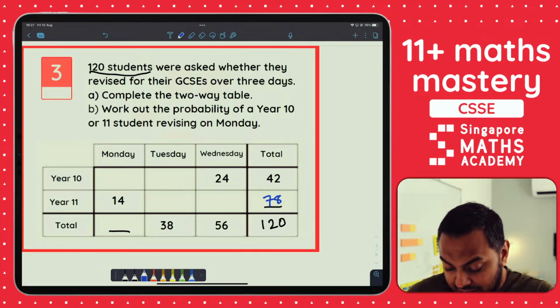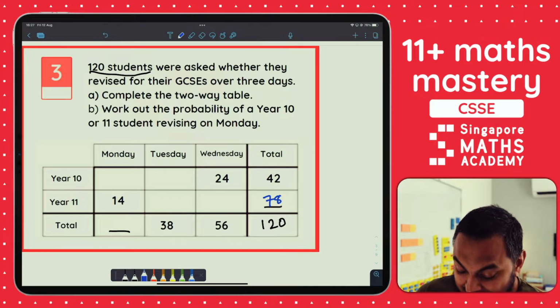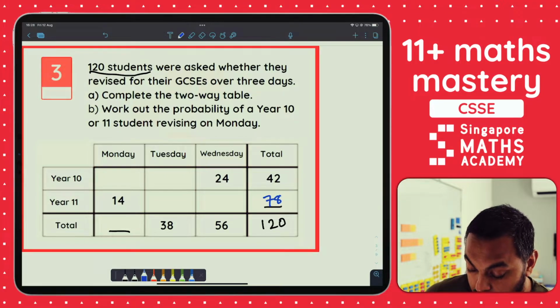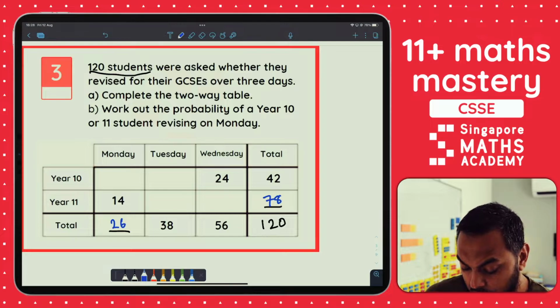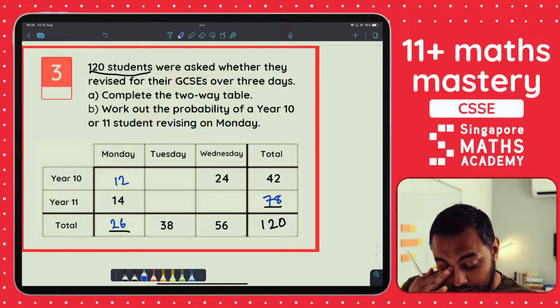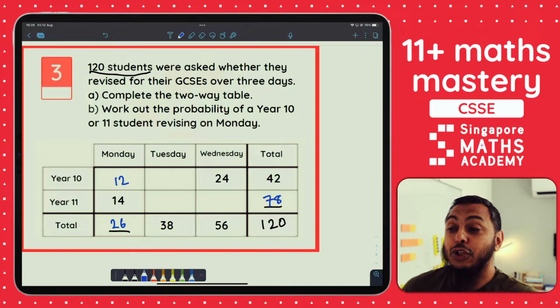I've got 38 add 56 here. 8 add 6 is 14. 3 tens add 5 tens is 80. 80 add 14 is 94. So therefore this must be 26 here. All right, 26, 94 add 26 is 120. And then I've got, if that's 26, that's 14. This must be 12. So I can straight away see I'm starting to fill in each part.